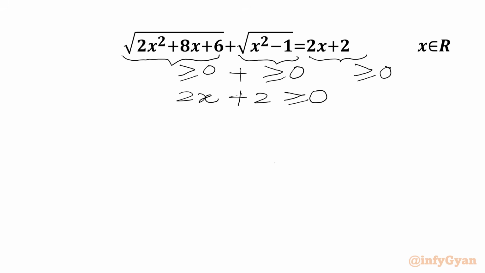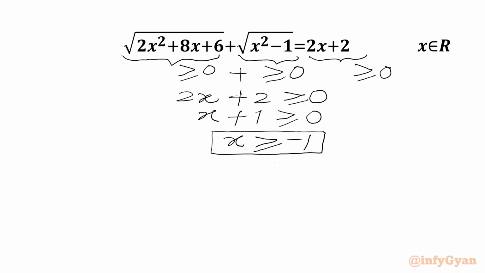After dividing by 2, we are going to write x plus 1 should be greater than or equal to 0. So from here we'll get one condition on x. X should be greater than or equal to negative 1.